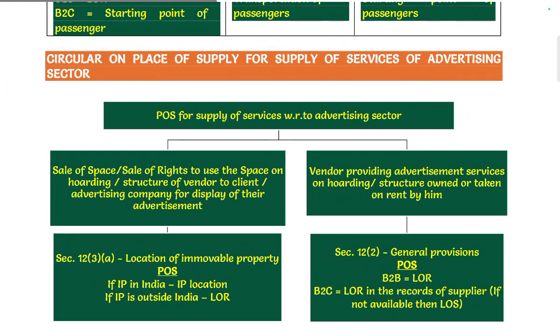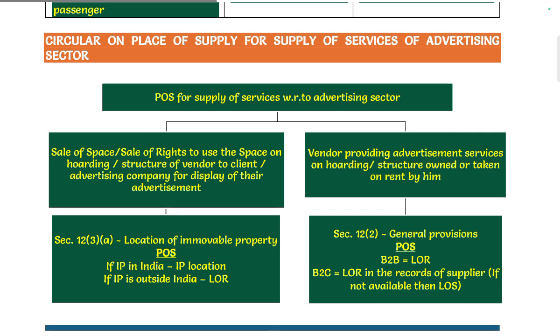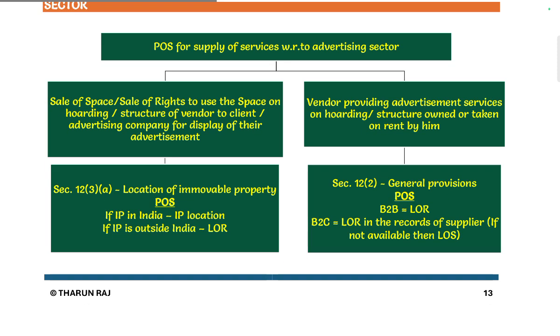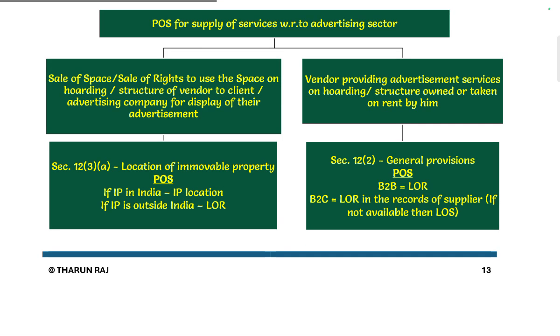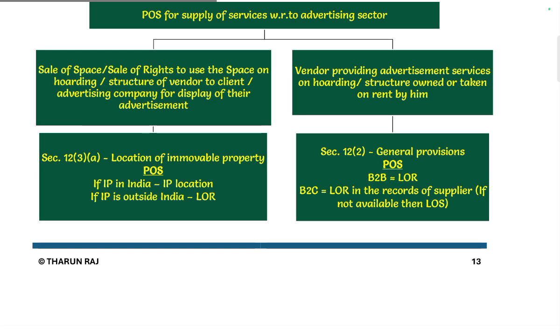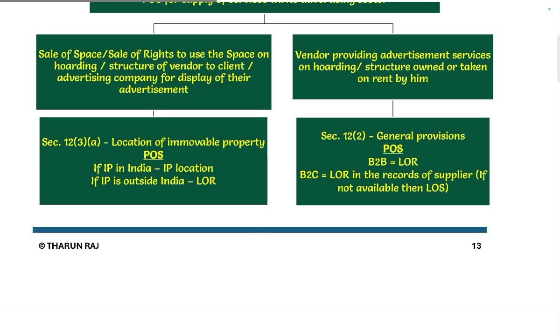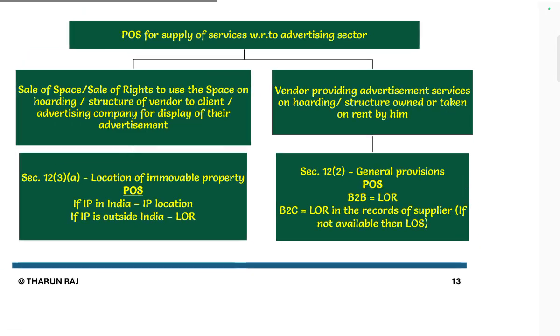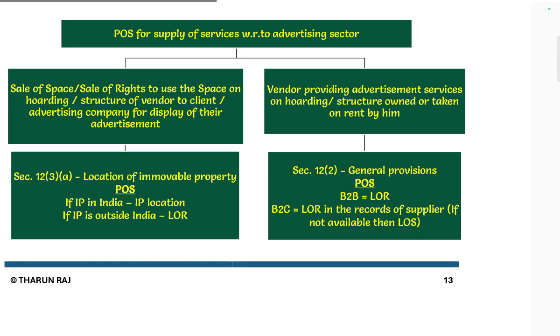Circular on the place of supply of services in the advertising sector. The PO is supply of services with respect to advertising sector, sale of space, sale of rights to use space, hoarding and structure by vendors to client advertising companies to display their advertisement. And then the location of the immovable property is the place of supply if you move immovable property in India. If you move property outside India, then location of the recipient. The vendor provides advertisement service on the hoarding structure owned and taken on the right way.